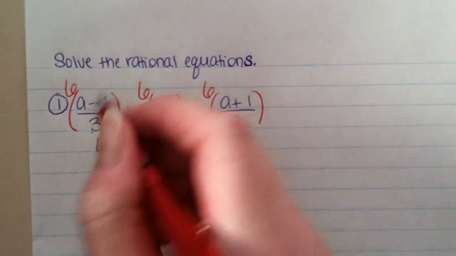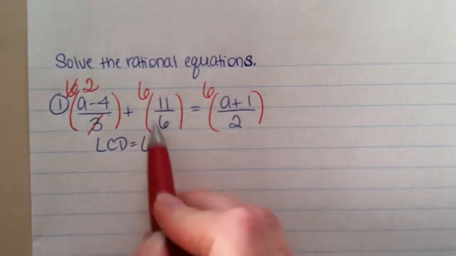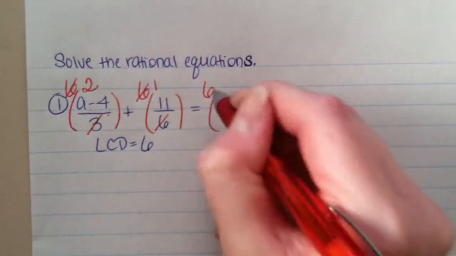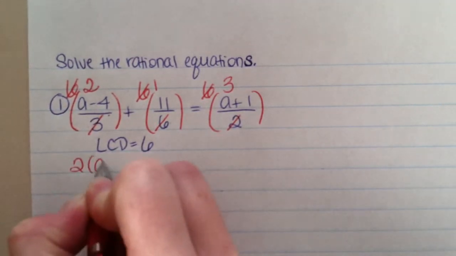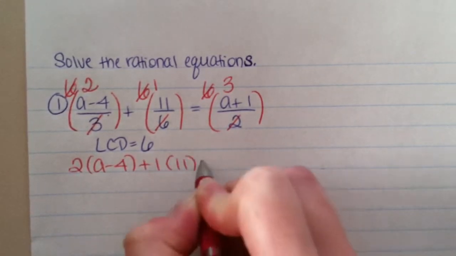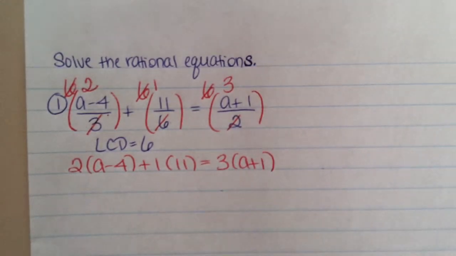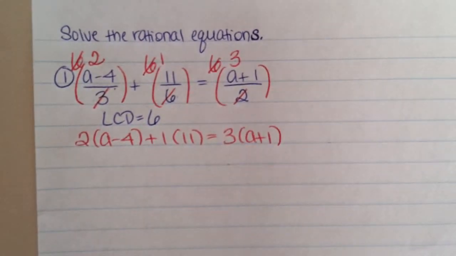So 6 over 3 reduces to 2. 6 over 6 reduces to 1. 6 over 2 reduces to 3. So what I am left with now is 2 times a minus 4 plus 1 times 11 equals 3 times a plus 1. That is our goal. Our goal is to eliminate the denominators. We want to get rid of them altogether and have a simple linear equation.